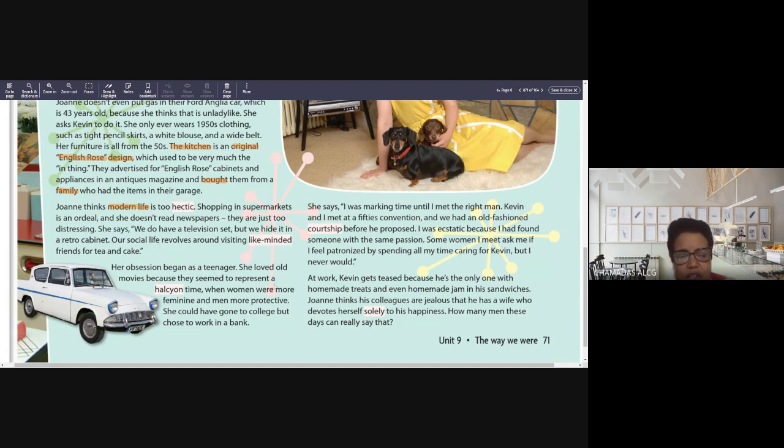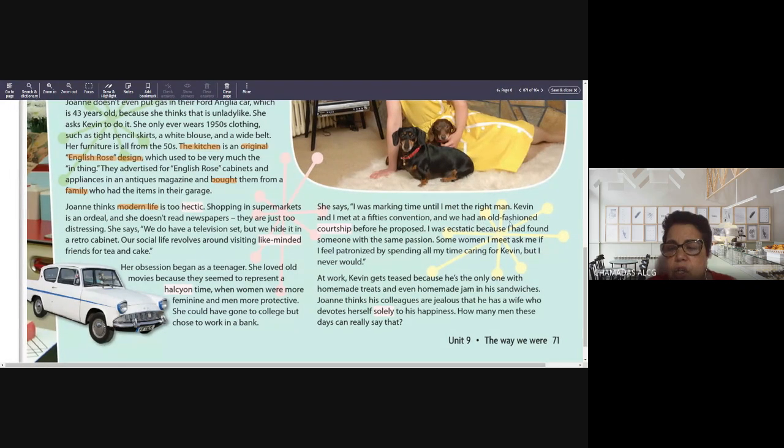So here she's talking about the times when, in her mind, things were better than modern times, when women were more feminine and men were more protective. And then when she saw those movies, of course, she loved those movies because they represented good old times. Okay. All right.